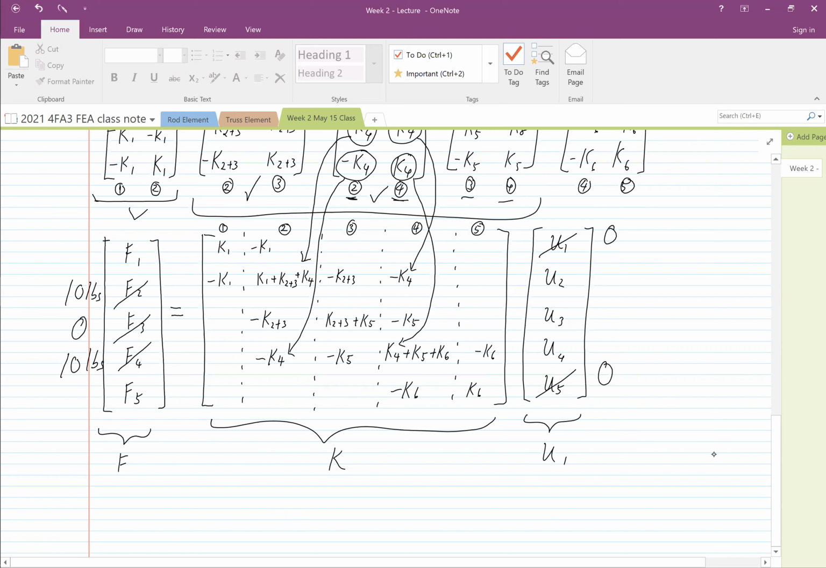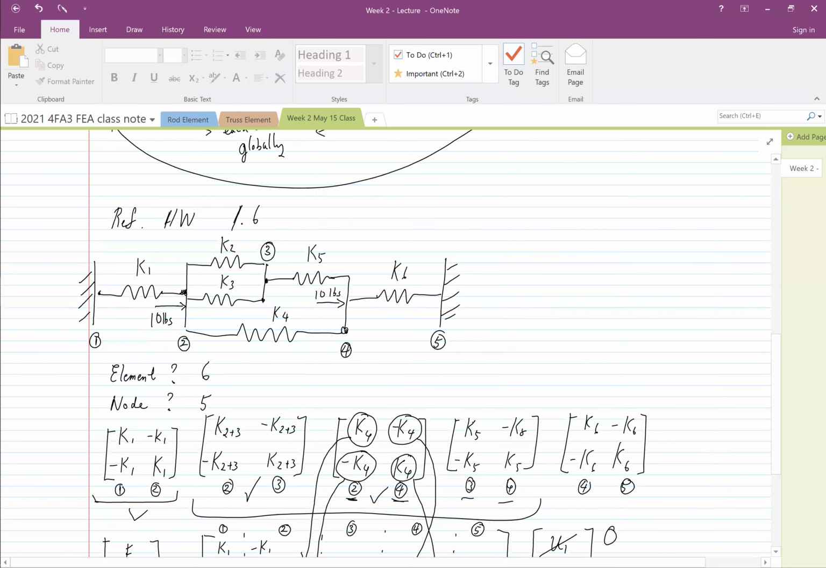So how do we know that the force at 3 is 0 again? I don't see any applied force on node 3. Okay. So globally, the applied force is 0. Yeah. But it's different from node 1 and 5. 1 and 5, there's no force on it, right? But they're attached to the wall. I know there's something going on.